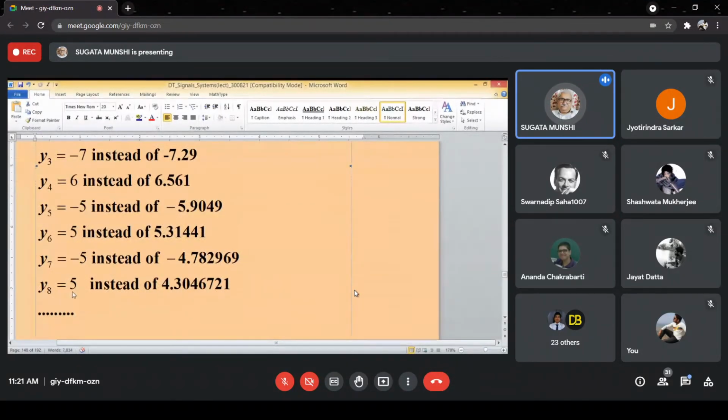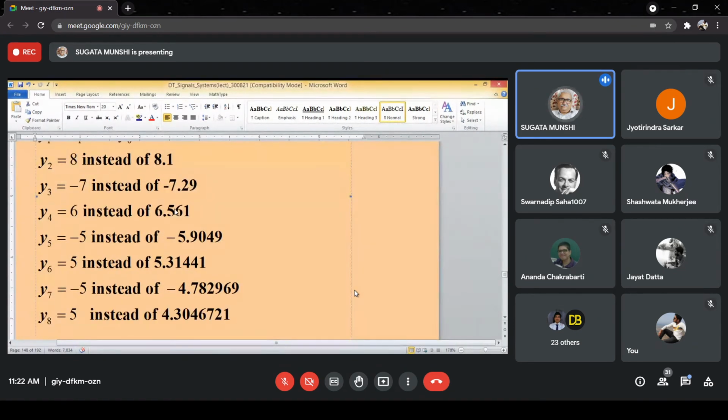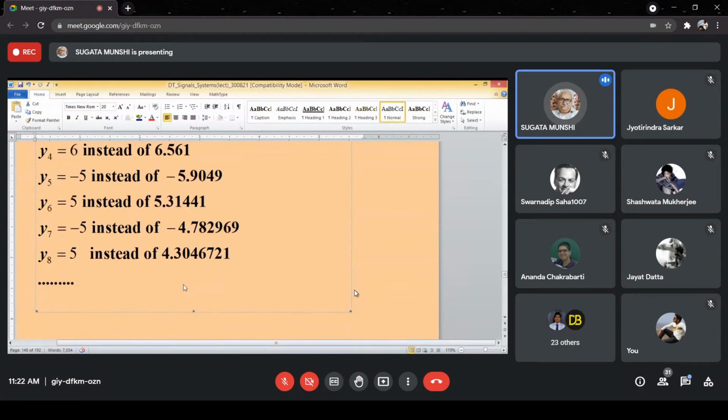There is no need for computing any further, because if you compute y9, y10, y11, y12, y13, proceed in this manner, the output will toggle between plus 5 and minus 5. Whereas if this rounding off were not present, what would have happened? Just see here. It is oscillating, but it is decreasing. In the limit as n tends to infinity, it will decay to 0 because it's an IIR system. But in practice, because of this rounding off, the output is toggling between plus 5 and minus 5.